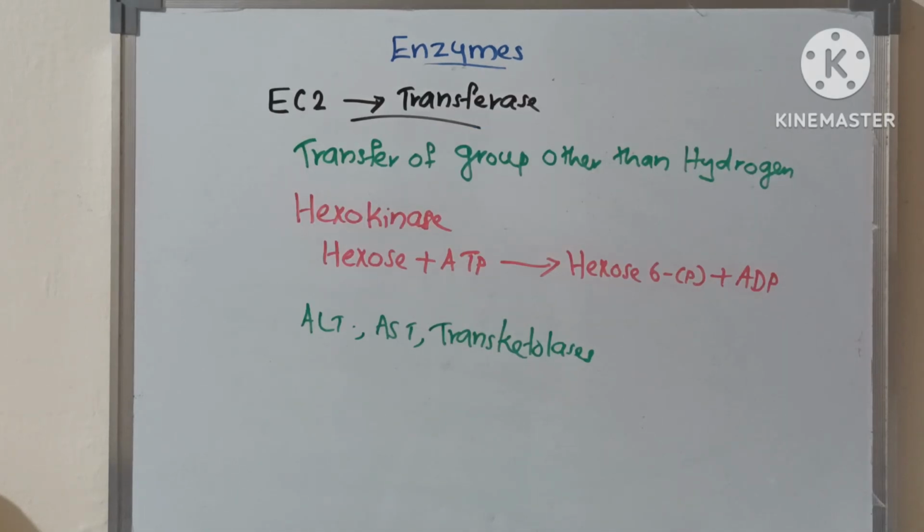The second class of enzyme is transferases. This enzyme catalyzes the transfer of a group other than hydrogen from one substrate to another substrate. For example, hexokinase. Here, phosphate from ATP is transferred to hexose to form hexose phosphate and ADP, and it is catalyzed by the enzyme hexokinase. Other examples of transferases are ALT, AST, transketolases, transaldolases, transmethylases, etc.